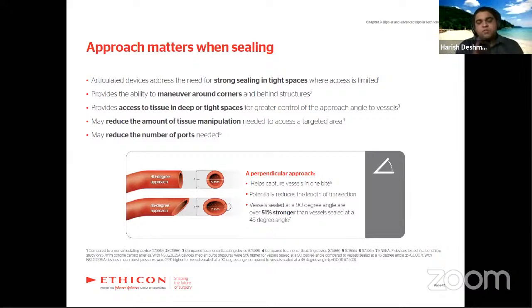When you approach perpendicular, that is at a 90-degree approach, you'll have a better sealing at the edges, because the leakage or the vessel sealing failure happens only at the edges of the vessels. So that's why the perpendicular approach is always considered best for vessel sealing.